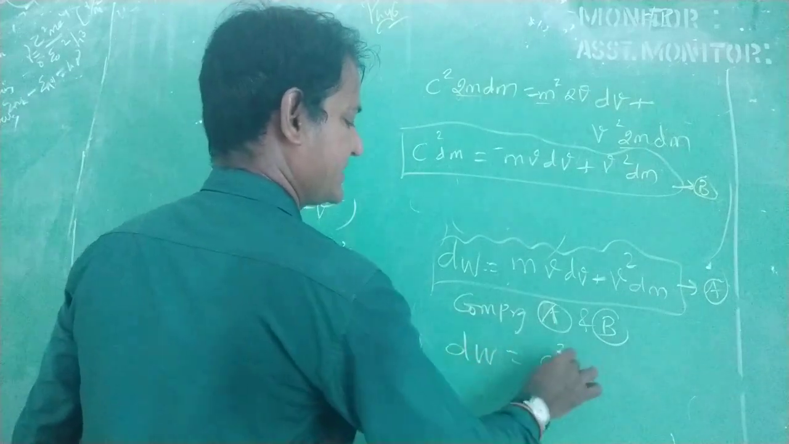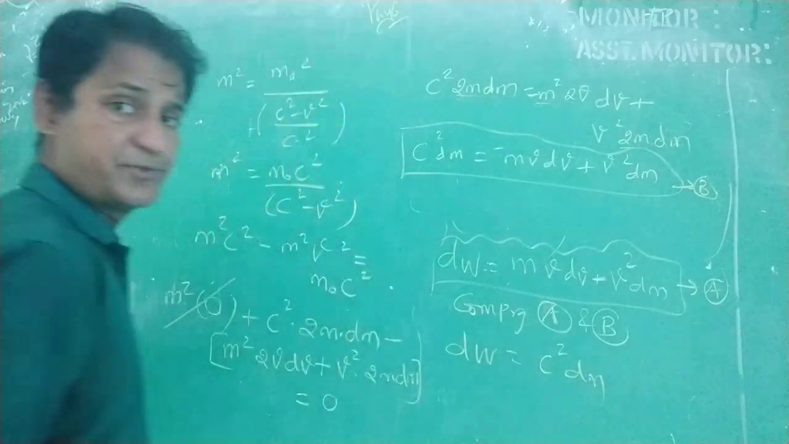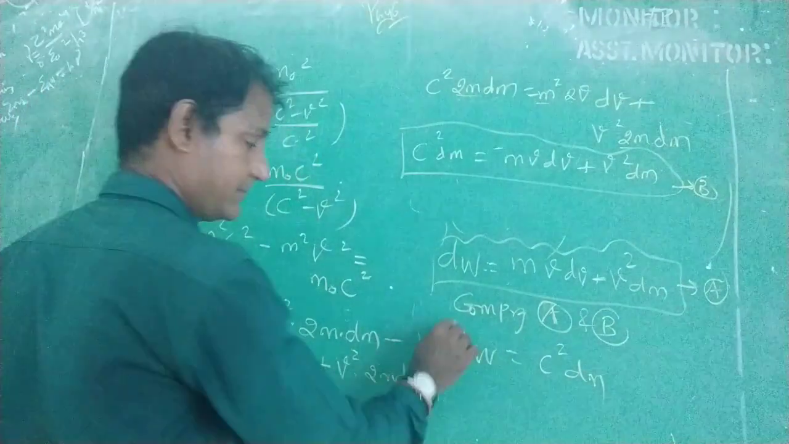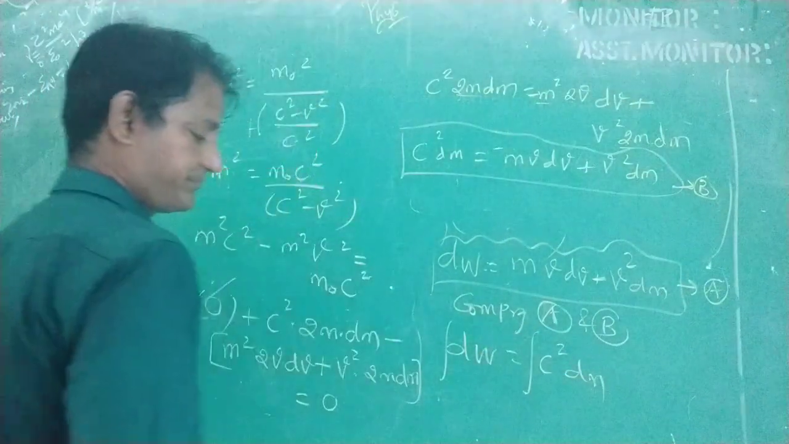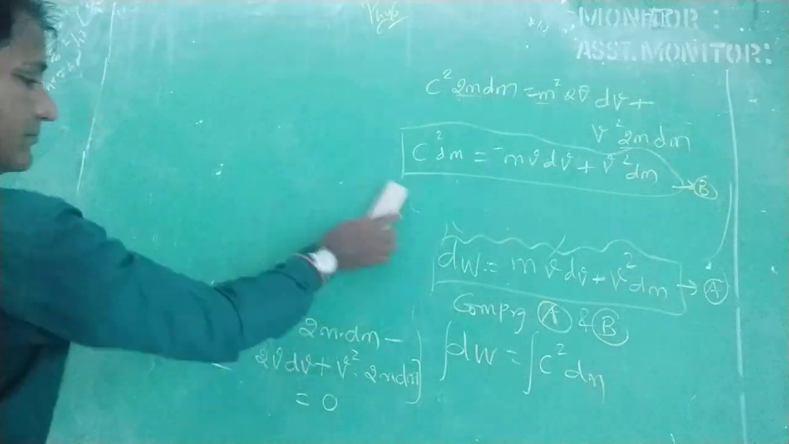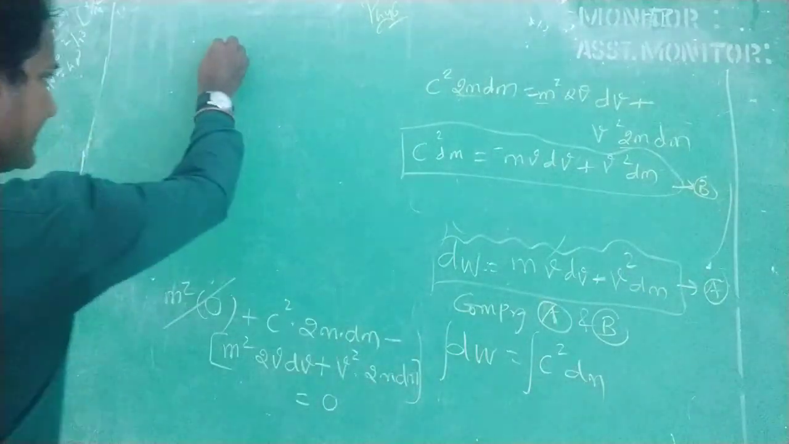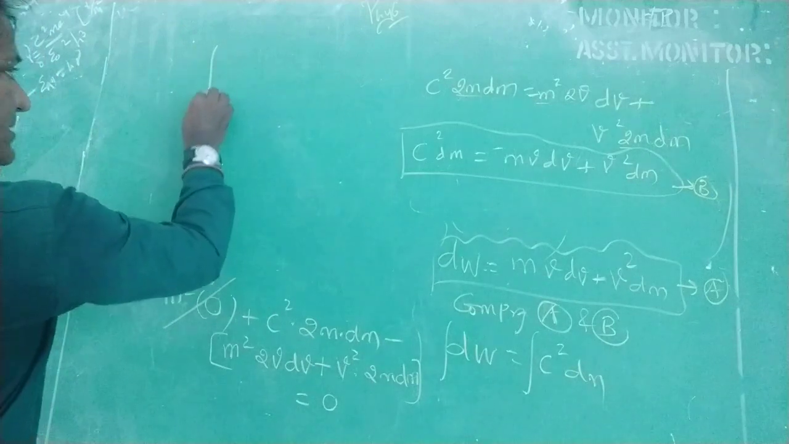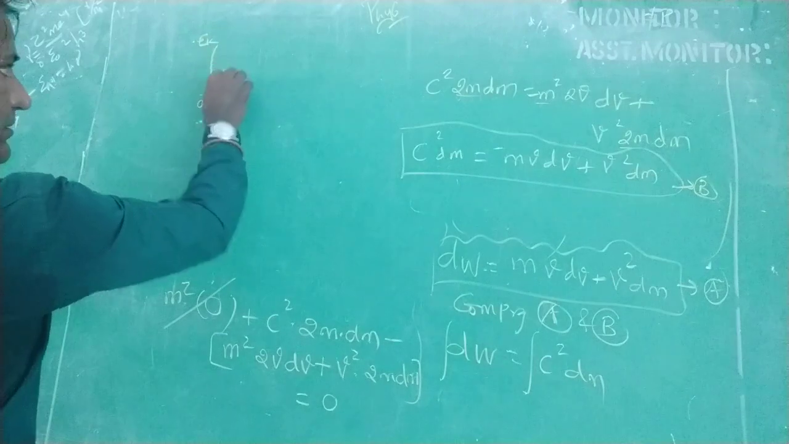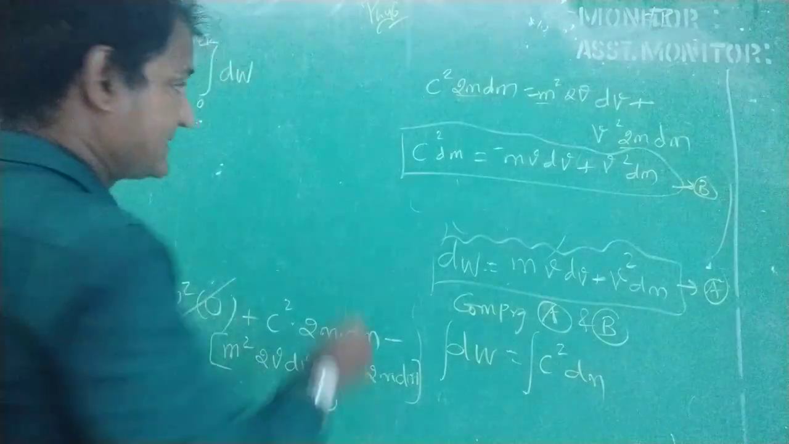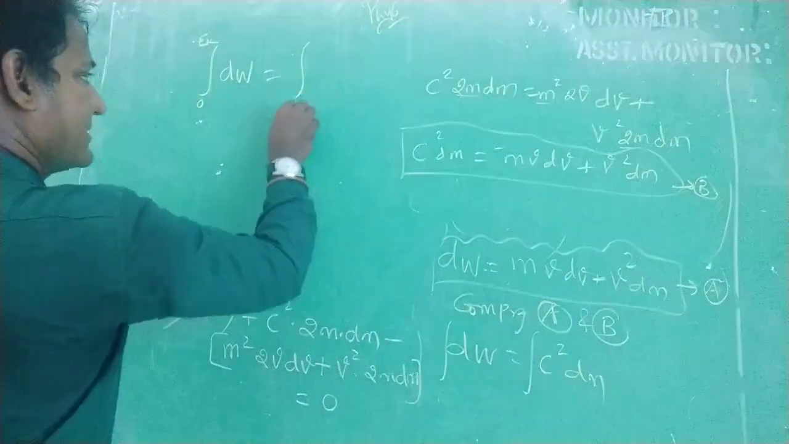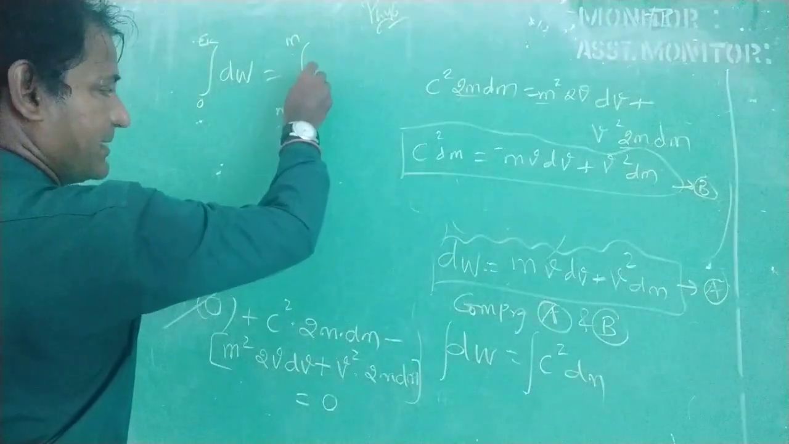So comparing this, we get dW is equal to c squared dm. So let's integrate on both sides to get the total work done. Before you integrate, apply the limits. So the work done is taken as 0 to Ek, that is kinetic energy, and the mass limits are the initial mass m naught to the final mass m.